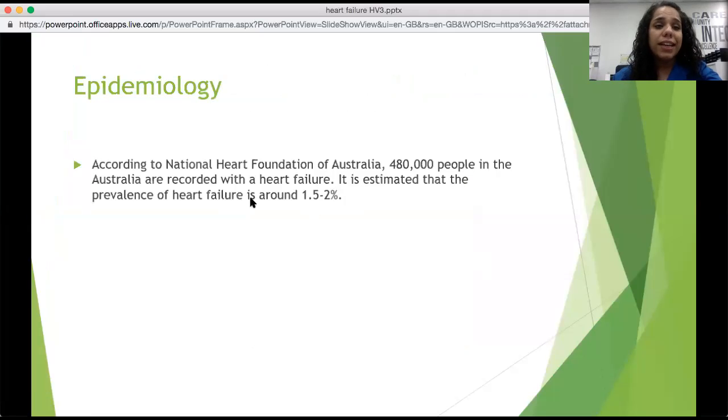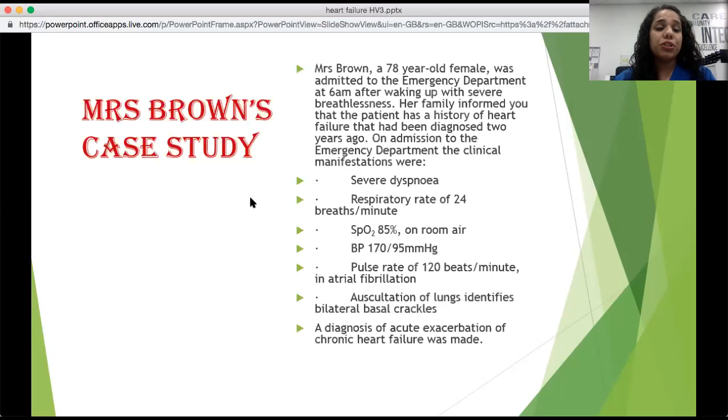So in this presentation, my main focus will be on the clinical manifestations of heart failure and the pathogenesis causing these clinical manifestations. To discuss these, I'll be basing my presentation on this case study of Mrs. Brown, who's diagnosed with acute exacerbation of chronic heart failure.